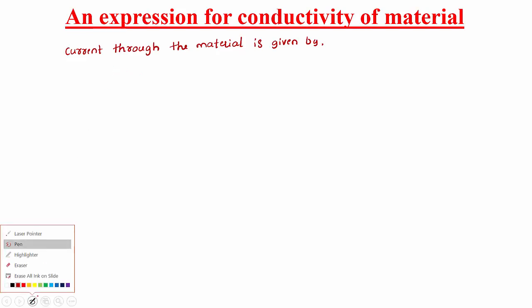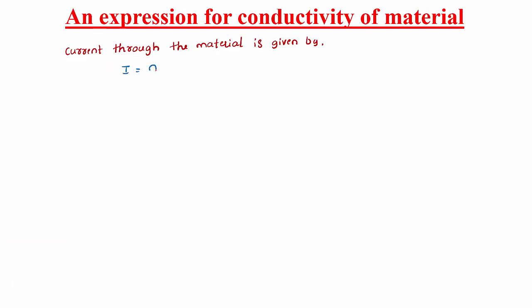Now let us derive an equation for conductivity. I am going to write electric current through the material. Current through the material is given by... we already studied the relation between electric current and drift velocity. In terms of drift velocity, we can write I equal to nAe into Vd. Let us take it as equation number 1.